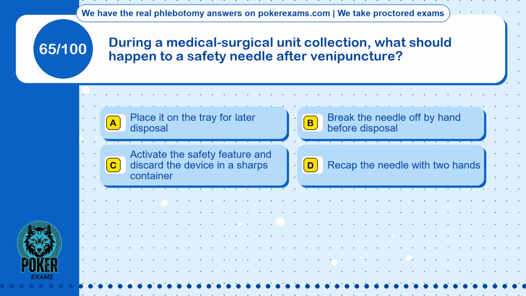Question 65. During a medical surgical unit collection, what should happen to a safety needle after venipuncture? Option A, place it on the tray for later disposal. Option B, break the needle off by hand before disposal. Option C. Activate the safety feature and discard the device in a sharps container. Option D. Recap the needle with 2 hands.